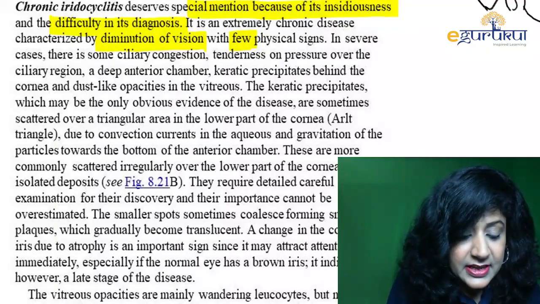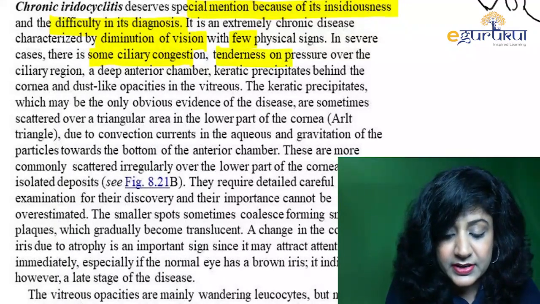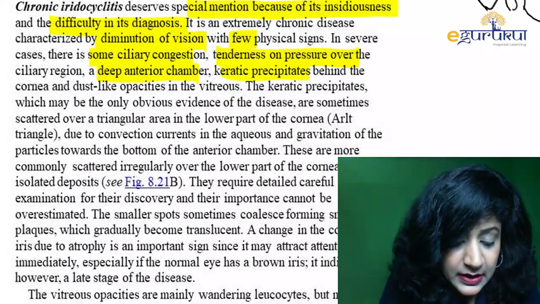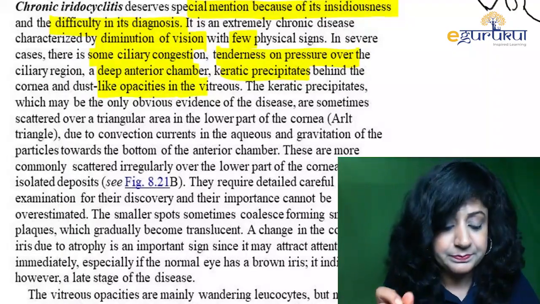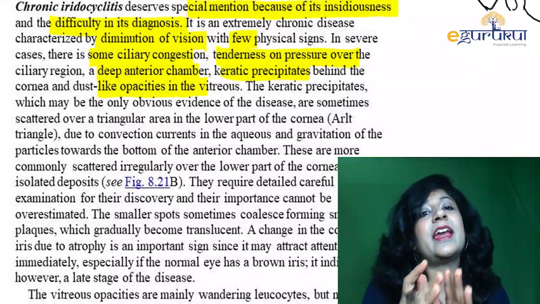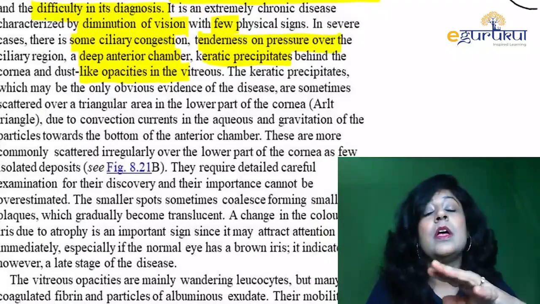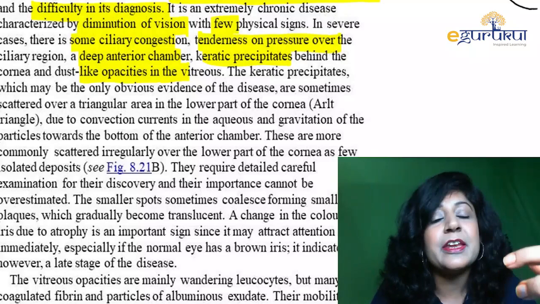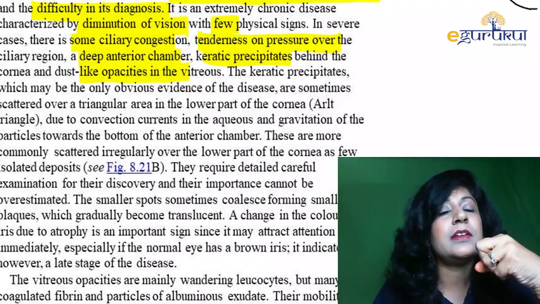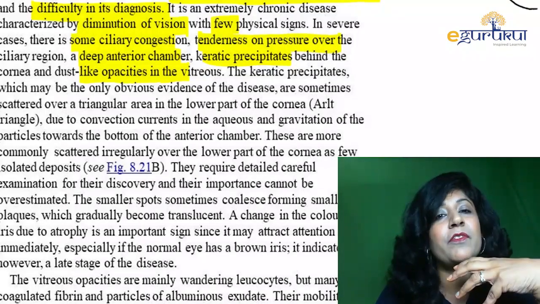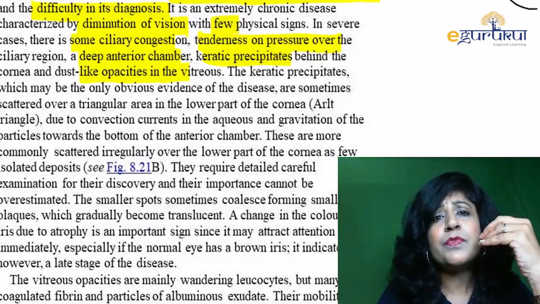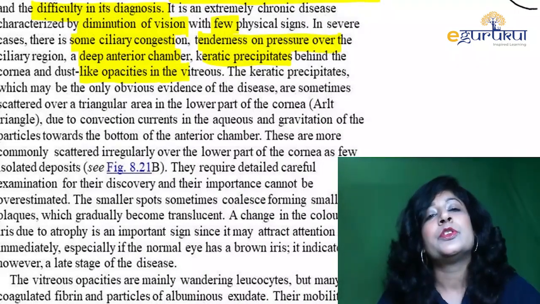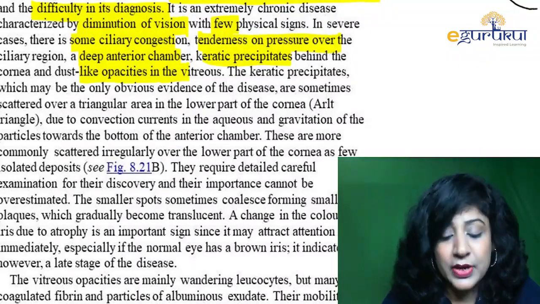In severe cases, there is some ciliary congestion, there could be tenderness on the pressure of the ciliary area, a deep anterior chamber, keratic precipitates, dust-like opacities in the vitreous. So these things you have already read in the acute iridocyclitis, nothing new. But the thing is that we do not have those many signs, and they are not very, very pronounced. And that too, these changes are developing very, very gradually. So we are not having a sharp contrast between the normal and this eye. So it really becomes challenging to diagnose it sometimes.